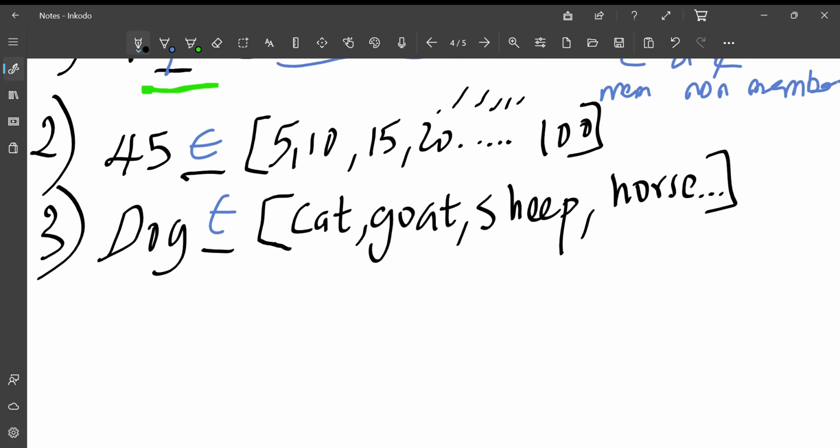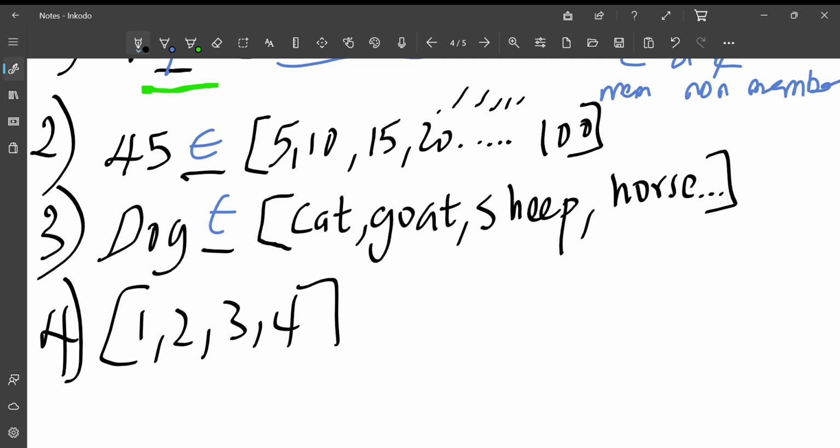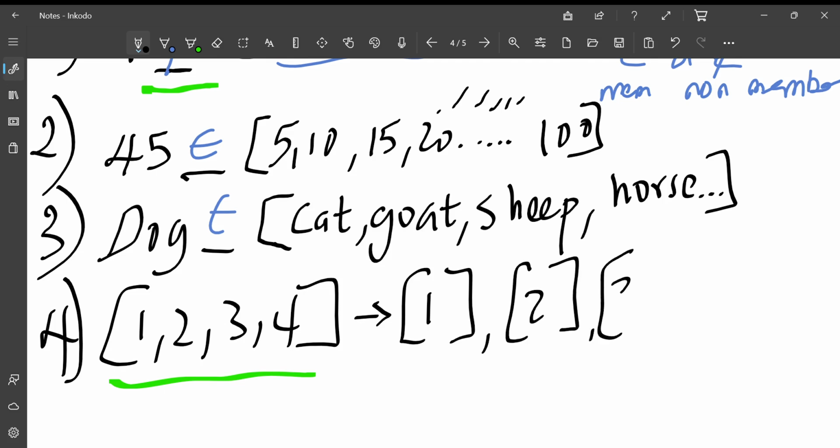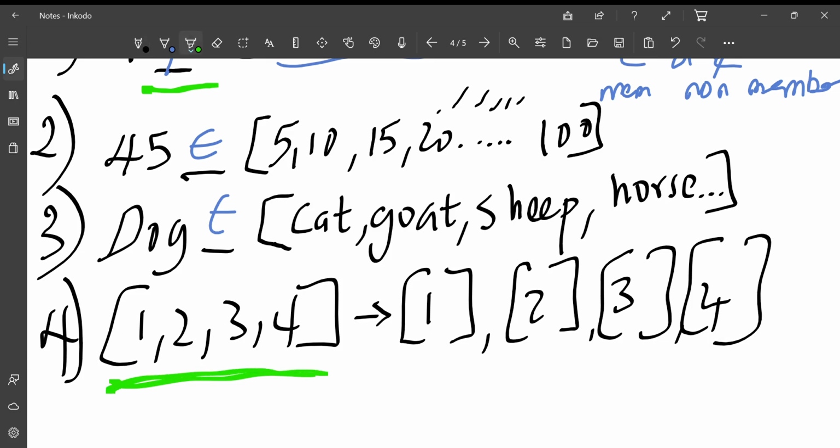So it's that easy. Also, you can be given a set and told to write its subsets. If I give you a set, for example 1, 2, 3, 4, and I tell you to write the subsets of this set, what's the meaning of subsets? This is your main set, 1, 2, 3, 4. The subsets are: 1 is a subset, 2 is another subset, 3 is another subset, 4 is another subset. As easy as that. It's like taking this set as an entire school and being told to group it into classes. These are subsets.